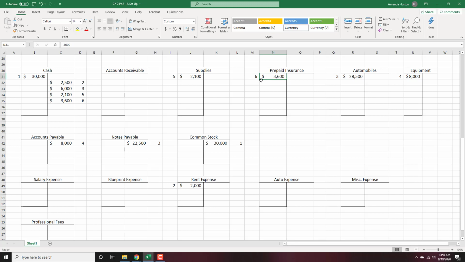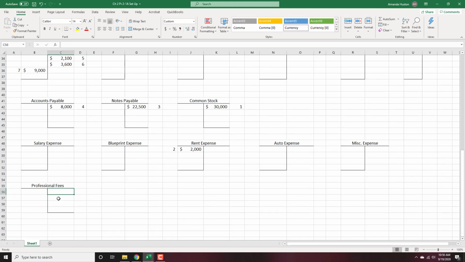Next, it says we received cash from a client for plans delivered. We're architects, and our whole service is delivering plans. So we received cash from a client, and that's a positive to cash, right? Received cash from client, $9,000. This is number 7. The opposite side of this is fees earned, our revenue account, since we received cash from a client for plans we delivered. Professional fees is our revenue account.